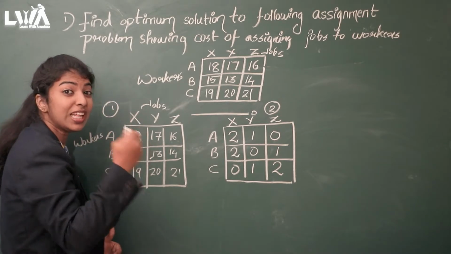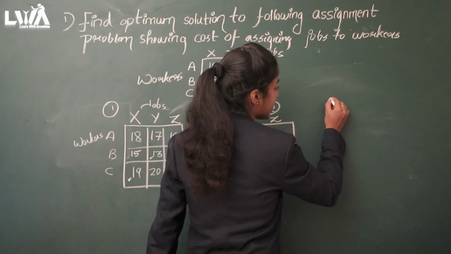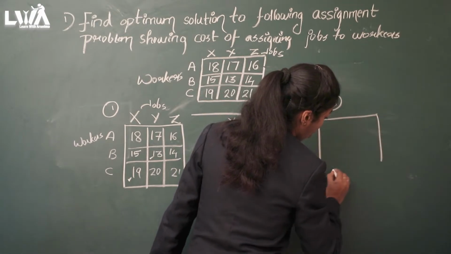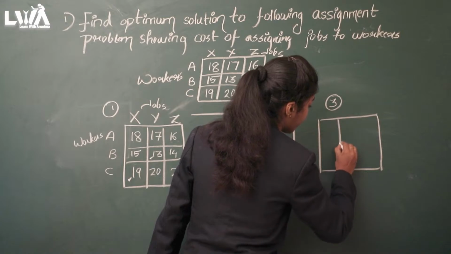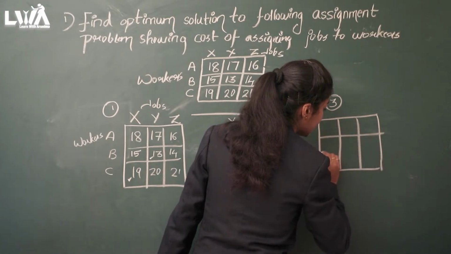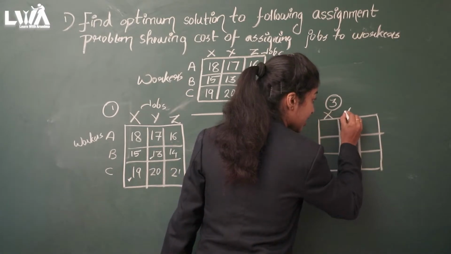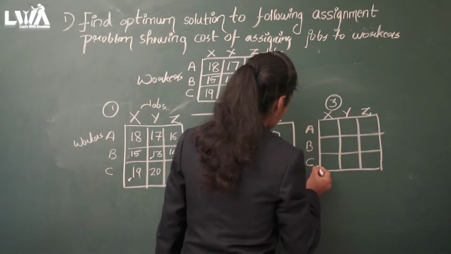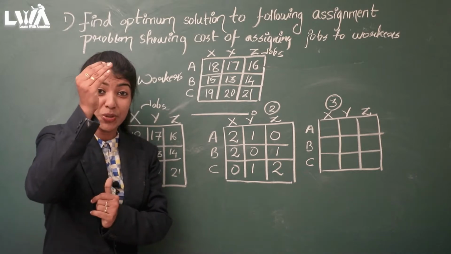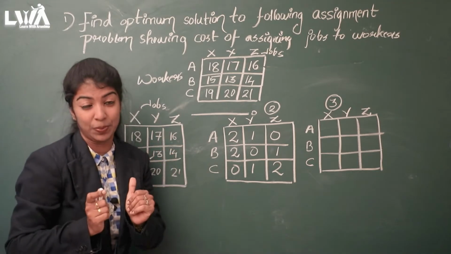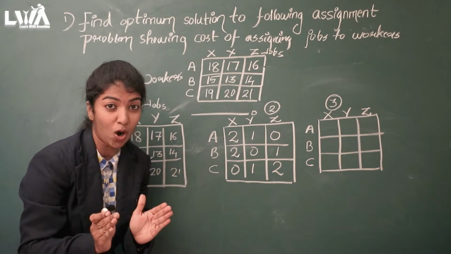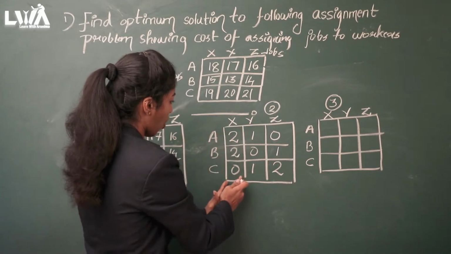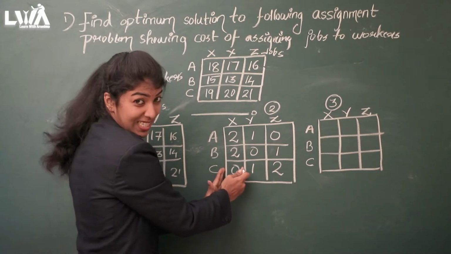Now we can move to the third step. What is the third step? Before doing that, let's redraw the matrix once more. We have to write all the concerned factors, that is X, Y, Z here and A, B, C here. The third step is that we have to consider the columns. By evaluating the columns, we do the same step. Just evaluate the column. Here 2, 2, 0 is the column.